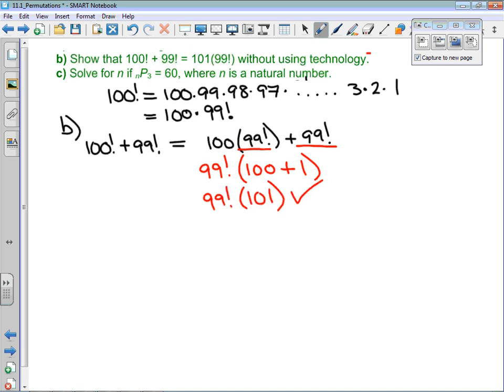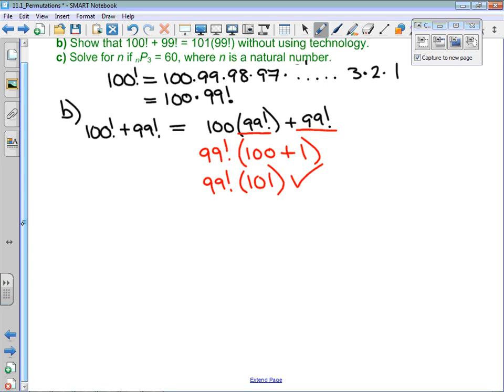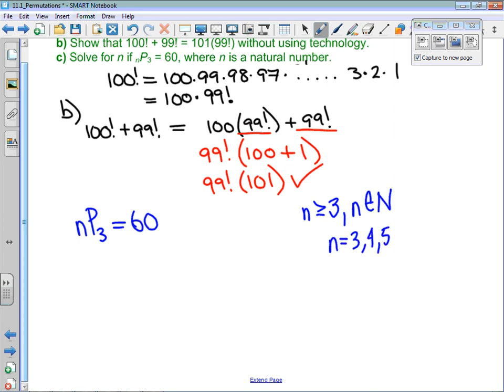The reason that this is in here is because we need to get comfortable with the idea that we can manipulate these expressions with the intent of simplifying and solving, which is what we have to do in C. C needs us to solve an algebraic expression that involves the factorial, and that's n pick 3 is equal to 60. Now, I did talk earlier about n having to be greater than or equal to r, so there is a restriction in this case. We know that n must be greater than or equal to 3. We also know that n must be a natural number. So n could be 3 or 4 or 5 or 6 or 7 or any number in that list.